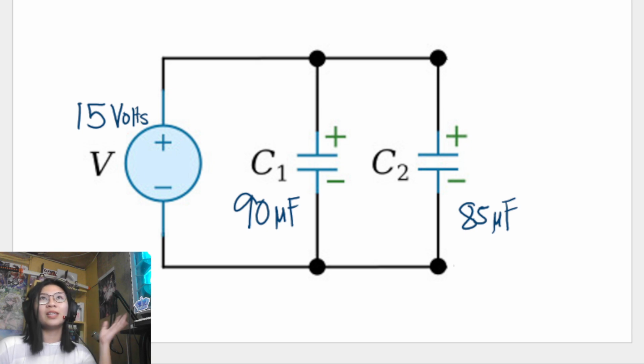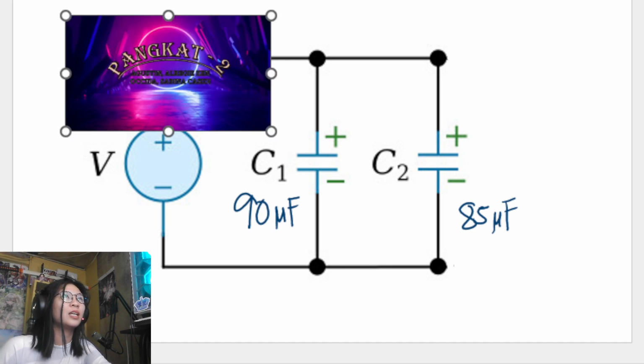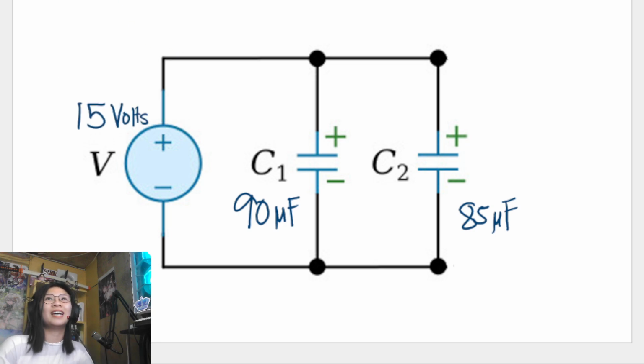Now, what if it is something like this? As you can see, this is not a series, because it has branches. So when it branches out, it is parallel. And in parallel, let us list what we have here.